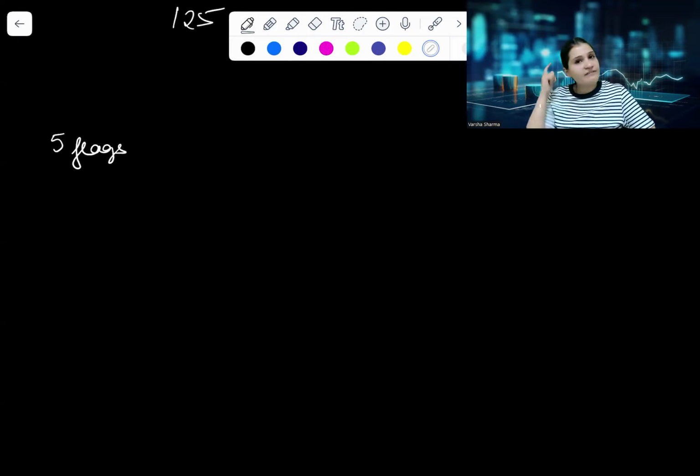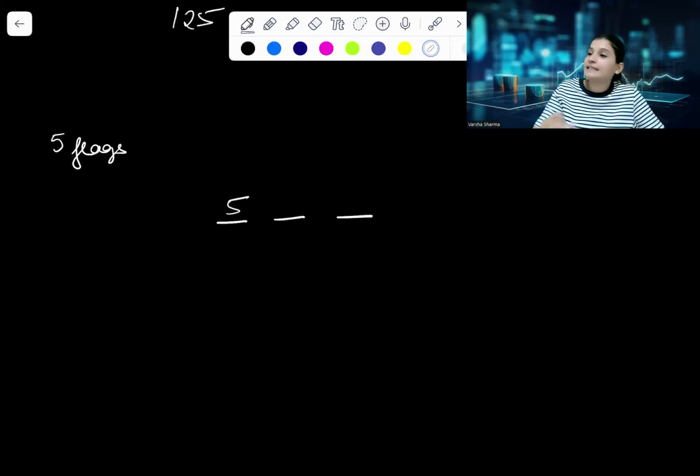There are 5 flags in total. You are sending a signal using 3 flags at a time. How many ways are there? So if I have to fill up 3 positions, I have to use 3 colors. So the first position can be filled by any one of the 5 colors, any one of the 5 flags. Yes or no? If I used a red color here, I can't use red color again. So the second flag can be chosen in how many ways? 4 ways. The third flag can be chosen in how many ways? 3 ways. So 5 into 4 into 3.